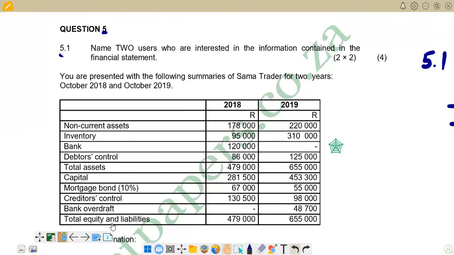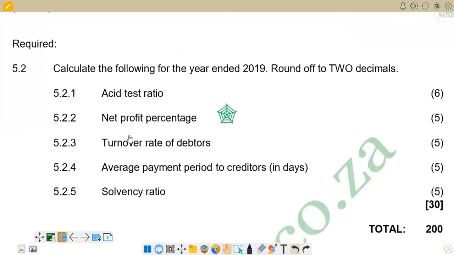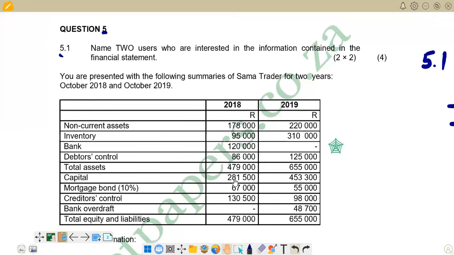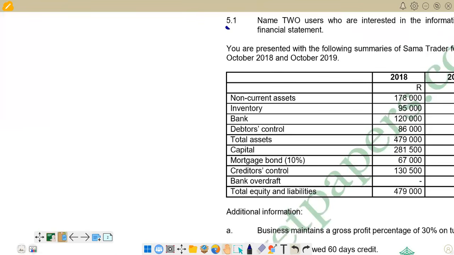So we go back to see what we have in the first question regarding those trial balances. If you go there, you'll see that on 5.2.1, we have to calculate the acid test ratio. We need to first put down the formula for the acid test ratio, and then substitute the figures in the formula so that we can get the correct answer. So this one is 5.2.1, on the acid test ratio.